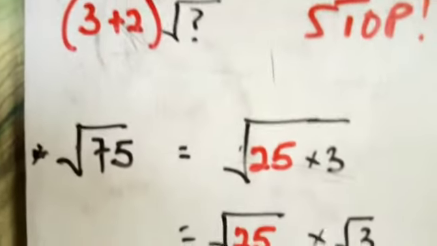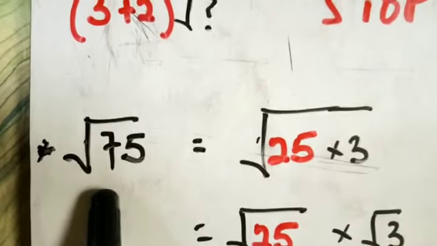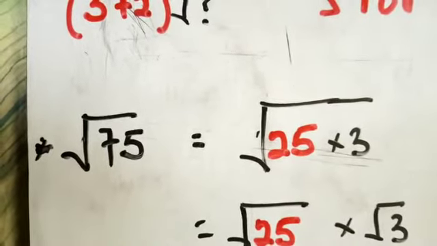Now look at this one. This is a simple way I understand it. I'm having root 75. They say you should simplify this. How can you simplify this? How can you reduce this one?